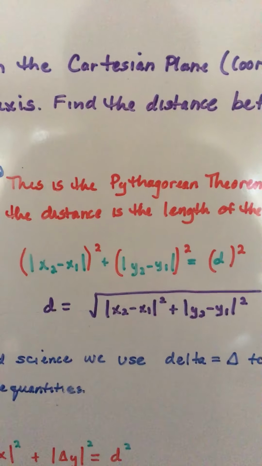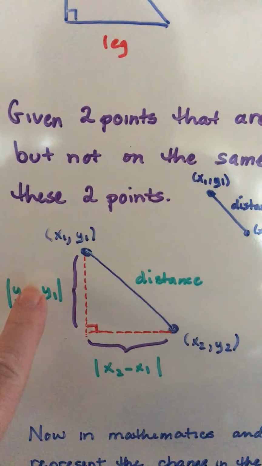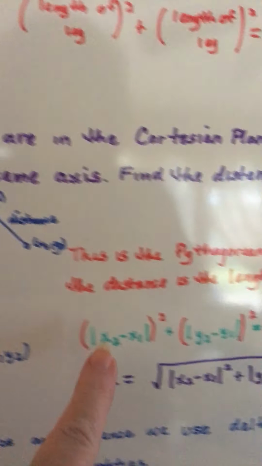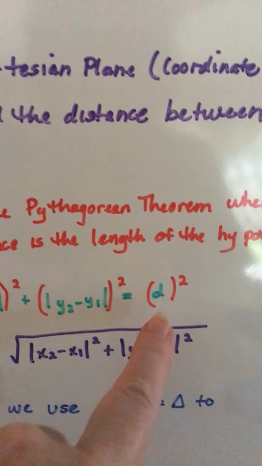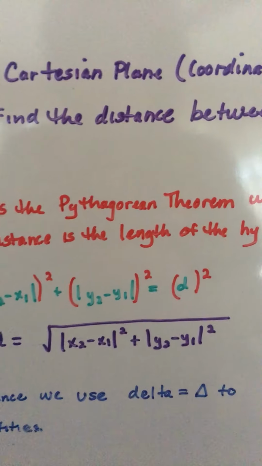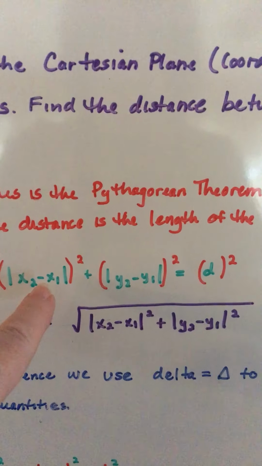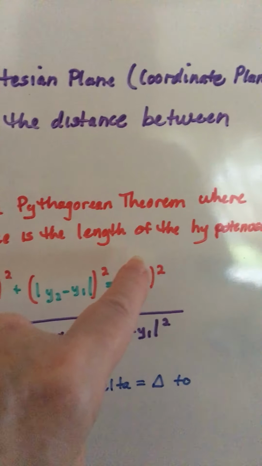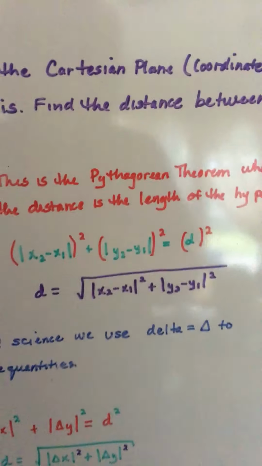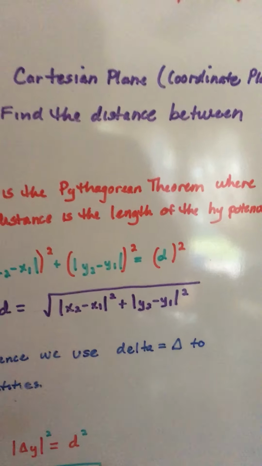So technically, the distance formula, which is the Pythagorean theorem, leg squared plus leg squared equals hypotenuse squared, is the distance squared plus the distance squared equals the distance squared. So this is the x leg, the y leg, or the x length, the y length, and then the hypotenuse length. So the length or the distance of the hypotenuse is this.